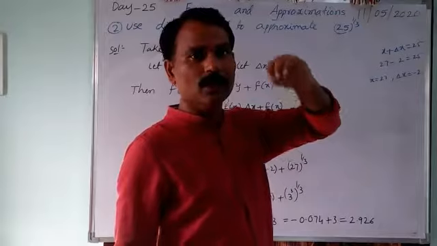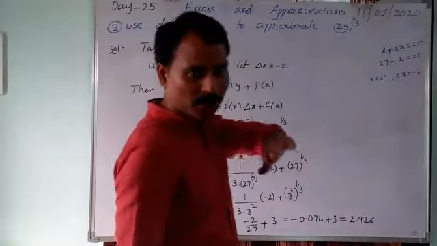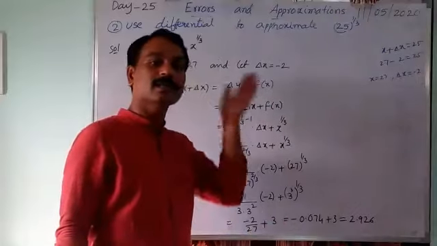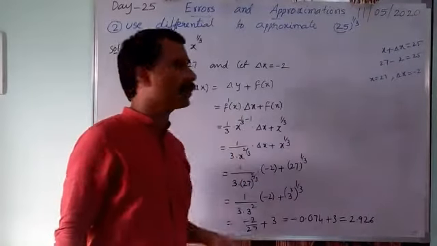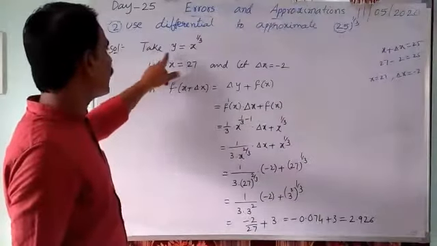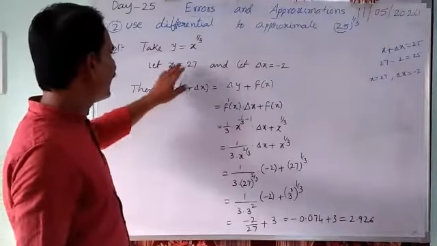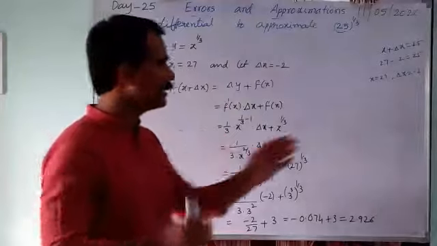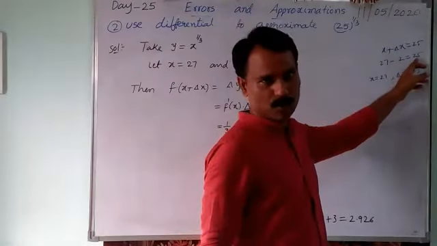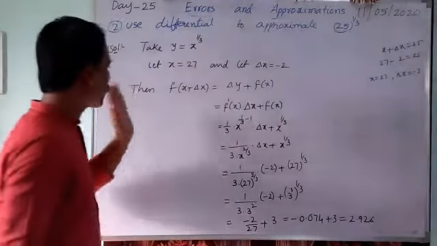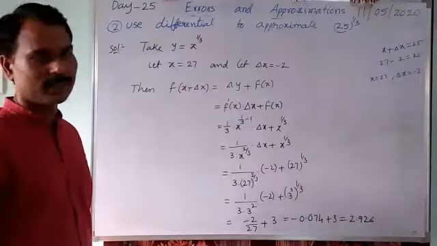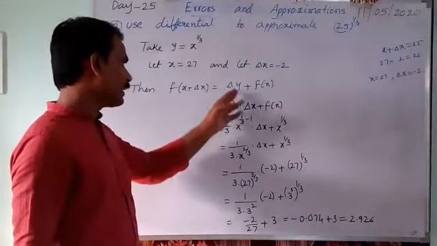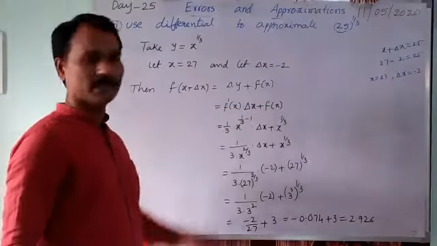In the place of x, we should consider a perfect cube. Whole power 1/3 means perfect cube; whole power 1/4 means the fourth power, like that. So take y equal to x^(1/3), and here x is 27 and Δx is equal to minus 2. By adding, x + Δx becomes 25. Now we are going to find f(x + Δx). The formula is Δy + f(x), where Δy means f'(x) into Δx, plus f(x).